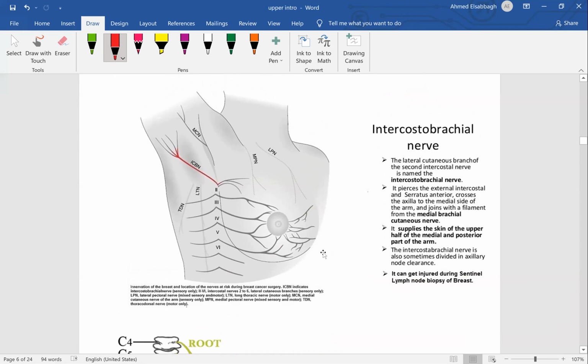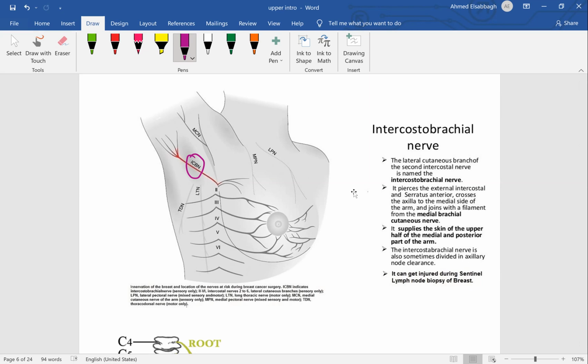This is the intercostobrachial nerve. Very important. Okay. What is the intercostobrachial nerve? The intercostobrachial nerve is a branch from the second intercostal artery. Sorry. Branch from the second intercostal nerve.